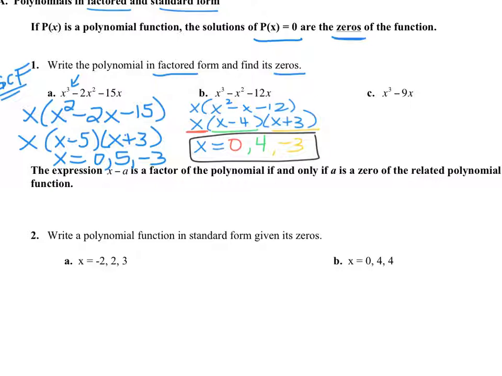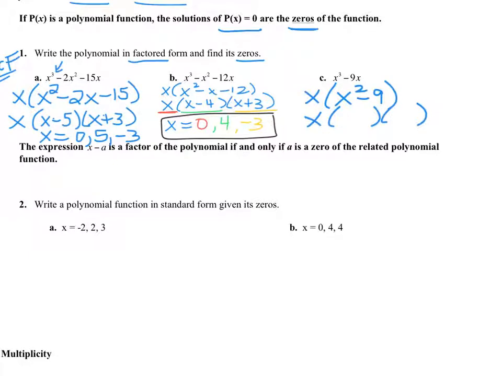All right, let's try C. You want to try C on your own? No, not today. All right, I'll try it with you. I like these enough for all of us. Let's factor out an x. We're left with x squared minus 9. Can we keep factoring? Yeah. What does that factor as? X minus 3. Perfect. Doesn't matter what order that's in. X minus 3, x plus 3.